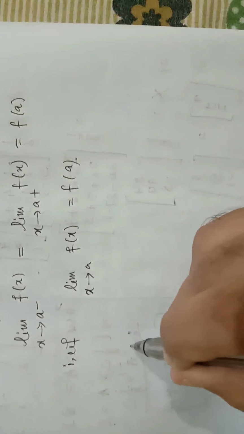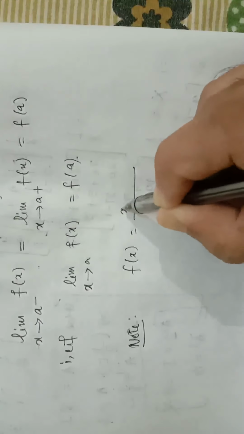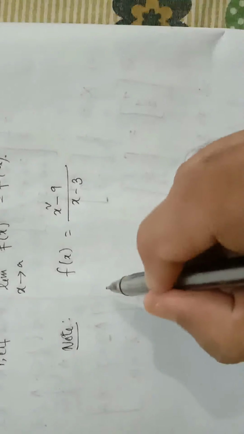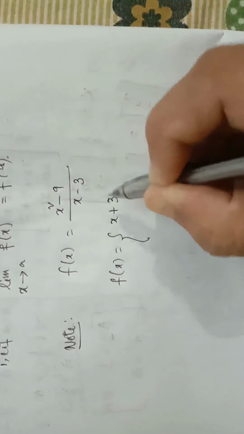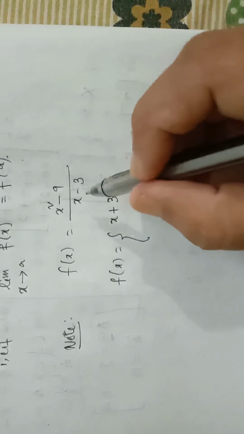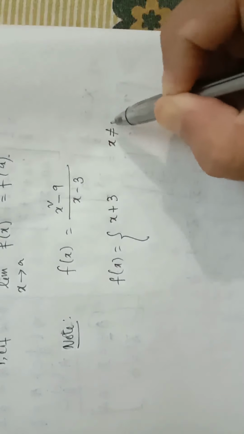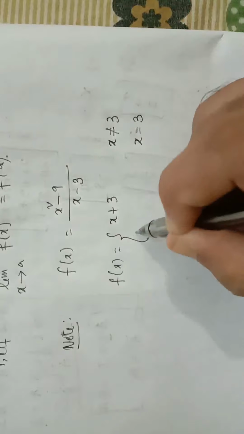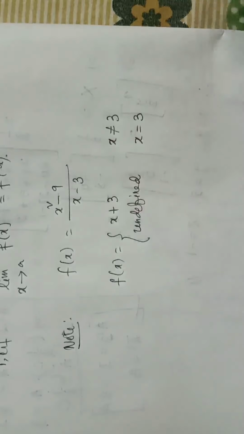Suppose we consider the function f(x) equal to (x square minus 9) by (x minus 3). This function equals x plus 3, cancelling x minus 3, and we can cancel x minus 3 if it is non-zero. So if x is not equal to 3, then x minus 3 is a non-zero quantity and you can cancel. And if x is equal to 3, at x equal to 3, this function is undefined. So we can write the given function in this way.